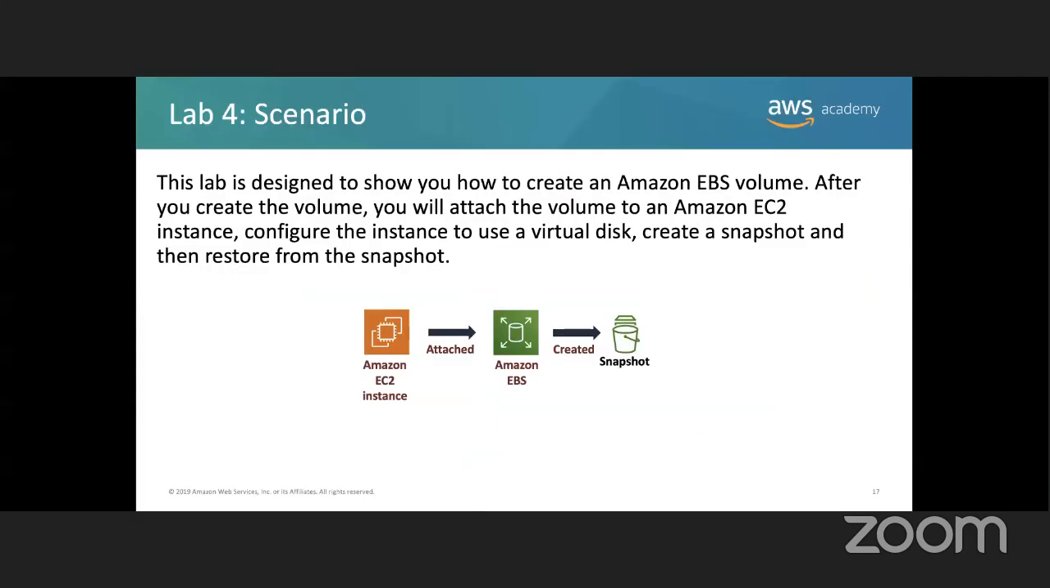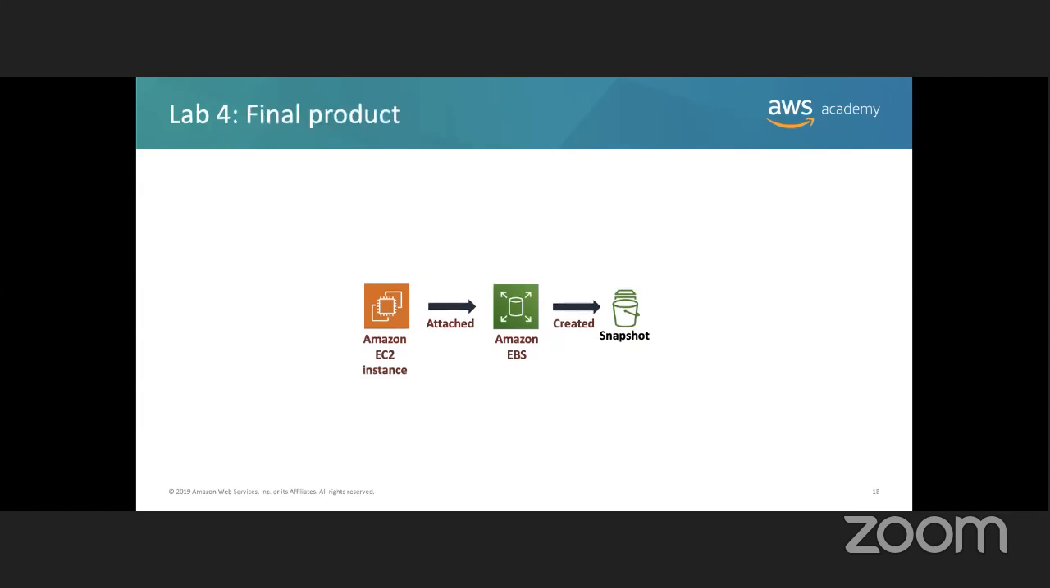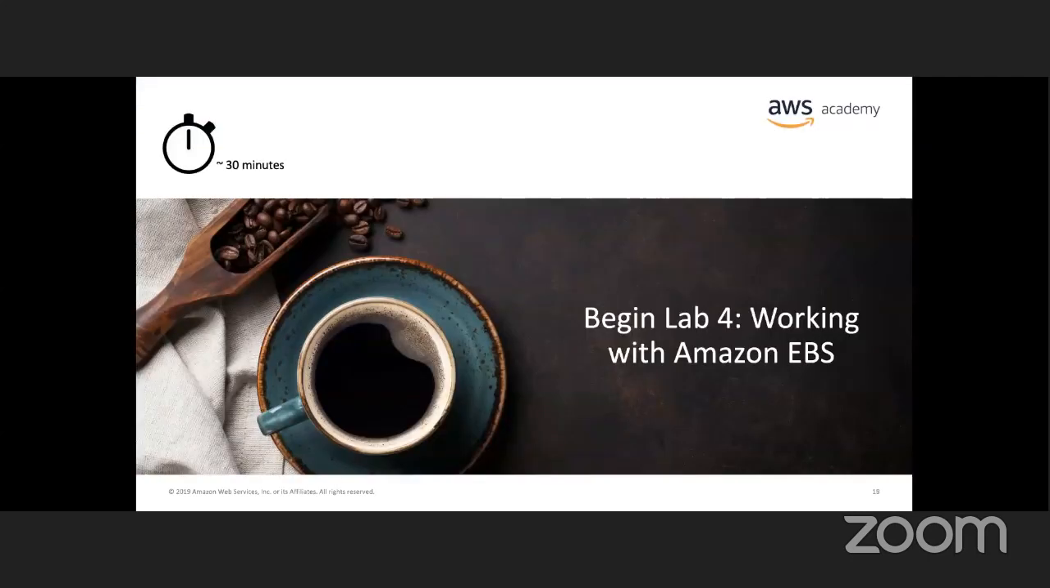Right. So lab four, scenario working with EBS. This lab is designed to show you how to create an Amazon EBS volume. After you create the volume, you will attach the volume to an EC2 instance, configure the instance to use a virtual disk, create a snapshot, and then restore from the snapshot. Guys, you're basically going to do what I just showed you how to do. The final product is going to be an Amazon EC2 instance with an attached EBS volume and a snapshot. It's going to take you 30 minutes, but if you just pay attention to what I did, it's probably going to take you half that, 15 minutes or less.